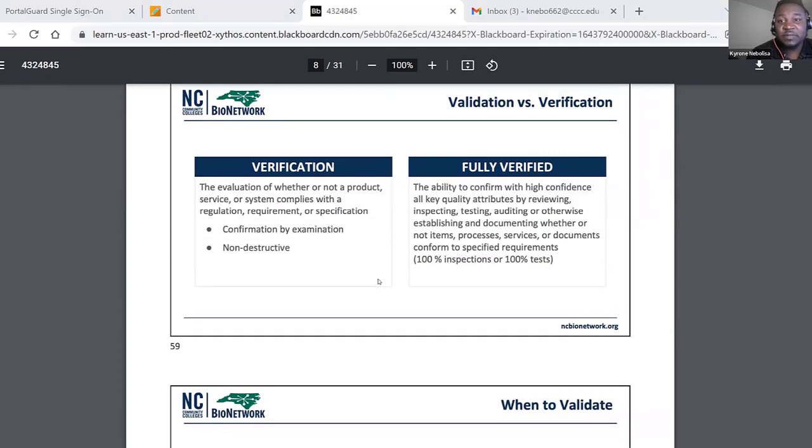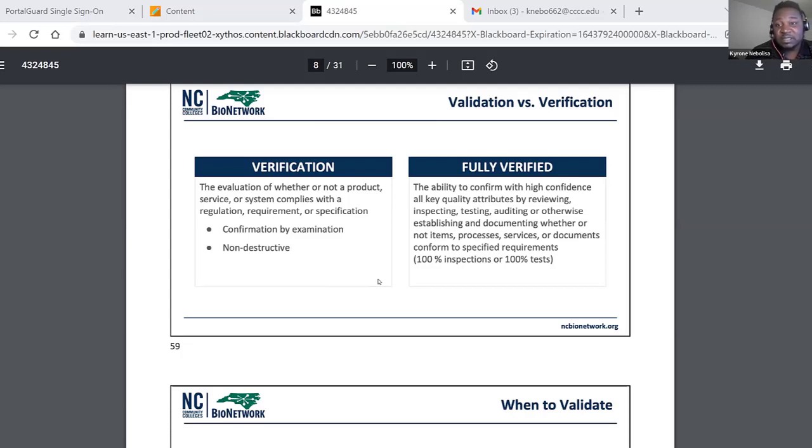So validation versus verification. Verification is the evaluation of whether or not a product, service, or system complies with a regulation, requirement, or specification. So usually verification involves confirmation by examination and it's non-destructive. So that's kind of more verification. Now let's look at fully verified. It's the ability to confirm with high confidence all key quality attributes by reviewing, inspecting, testing, auditing, or otherwise establishing and documenting whether or not items, processes, services, or documents conform to specified requirements.